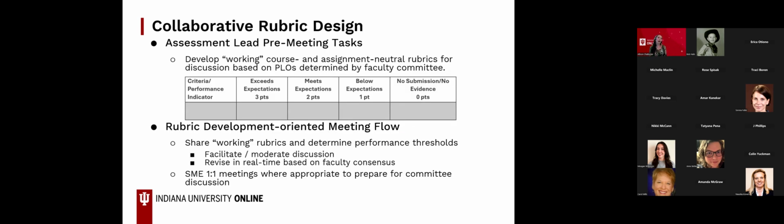So we follow the same kind of process when we work on developing rubrics. Once those program learning outcomes are at least preliminarily agreed by the faculty committee, we always say it's iterative, it can change, and they do change. Our team works on the back end to help develop some criteria as a starting point for the faculty committee. We don't want to give them a blank paper. We want to give them something to respond to.